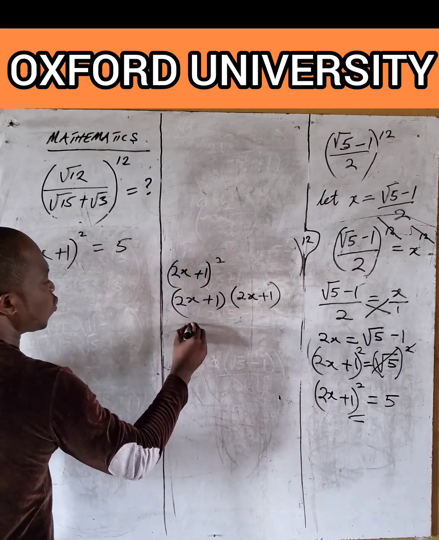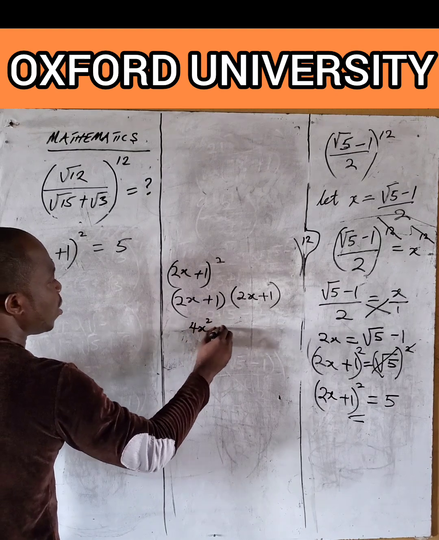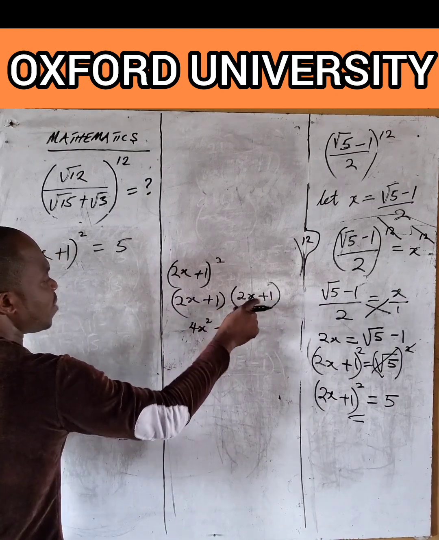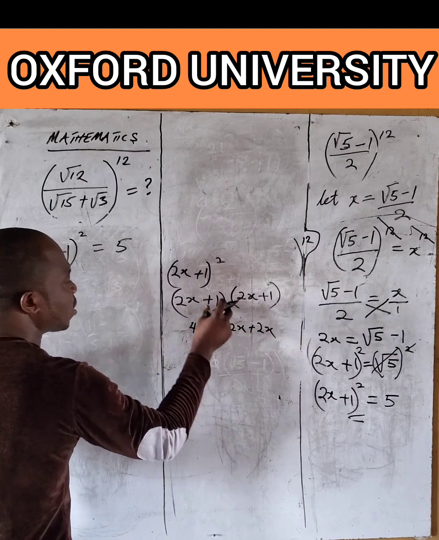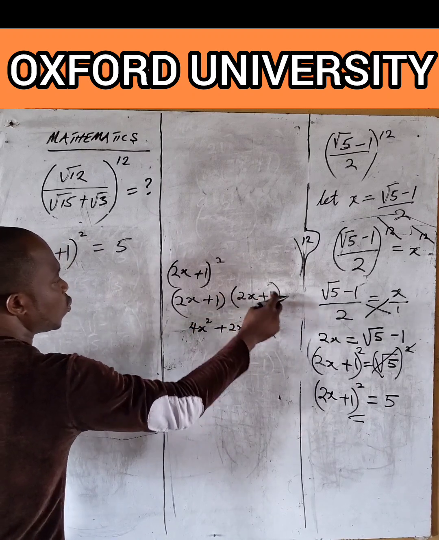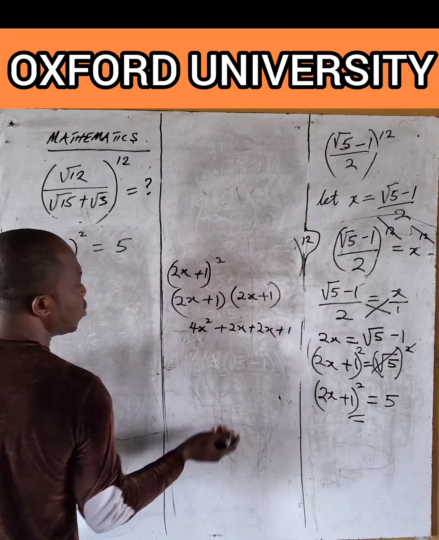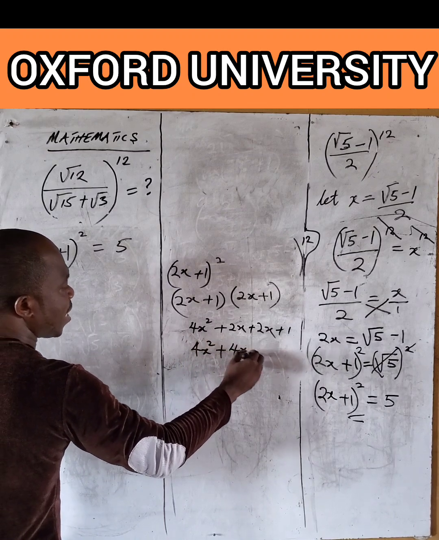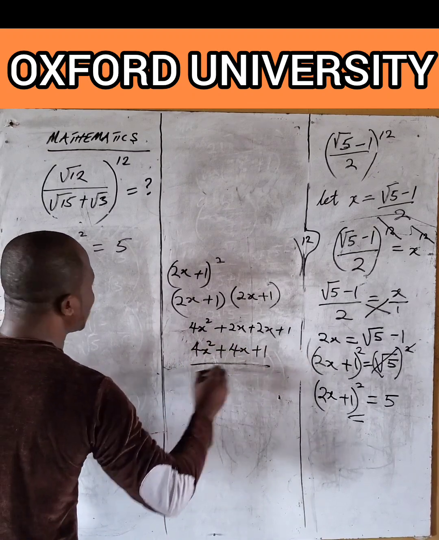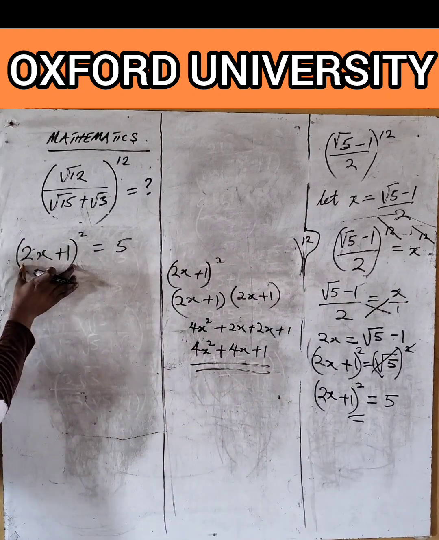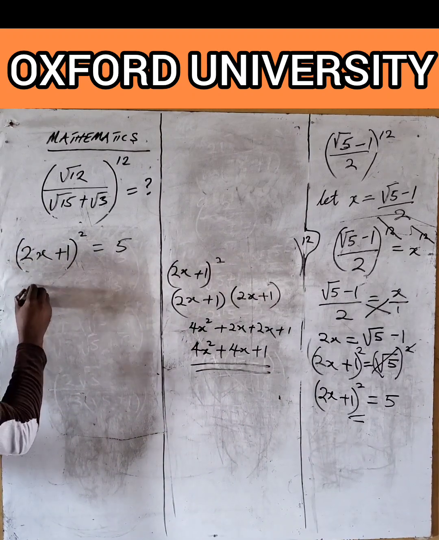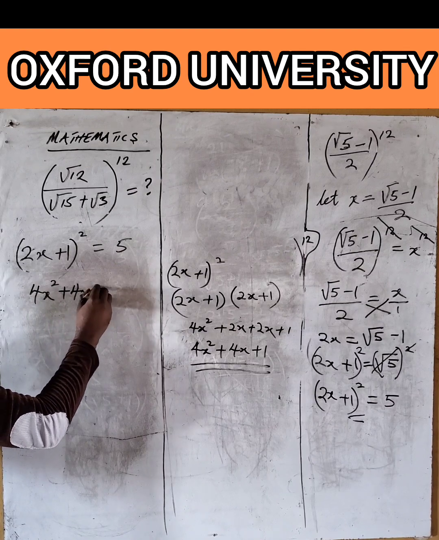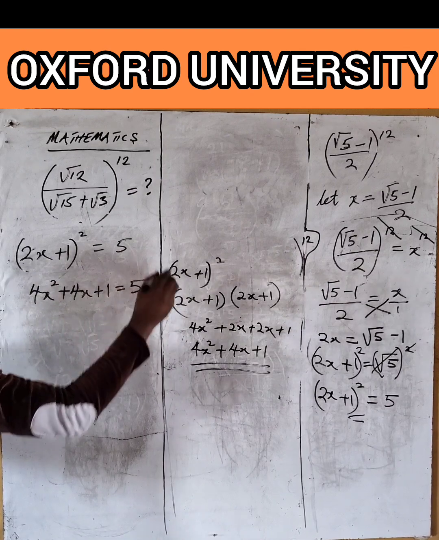2x times 2x, we'll be having 4x squared, plus 2x times 1, we'll be having 2x. 1 times 2x, we'll be having 2x. 1 times 1, we'll be having 1. As such, we'll be having 4x squared plus 4x plus 1. So this is what we obtained. Now, if we expand this, we definitely obtain 4x squared plus 4x plus 1 is equal to 5.